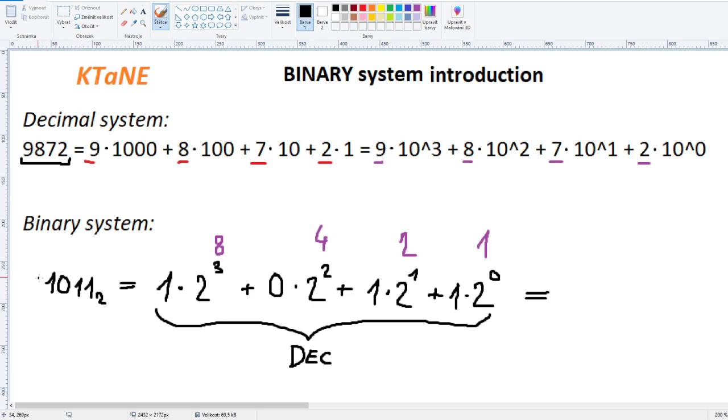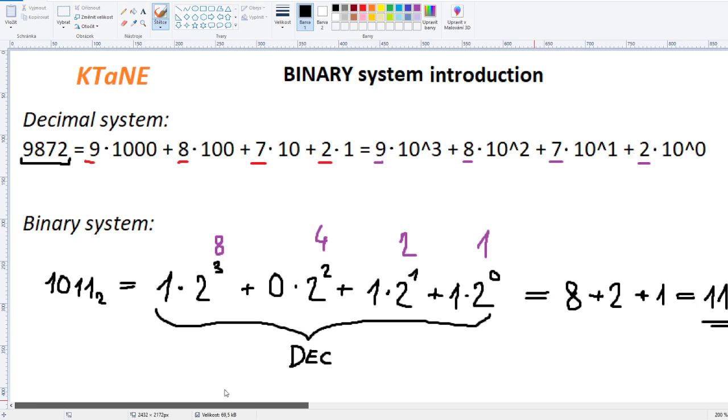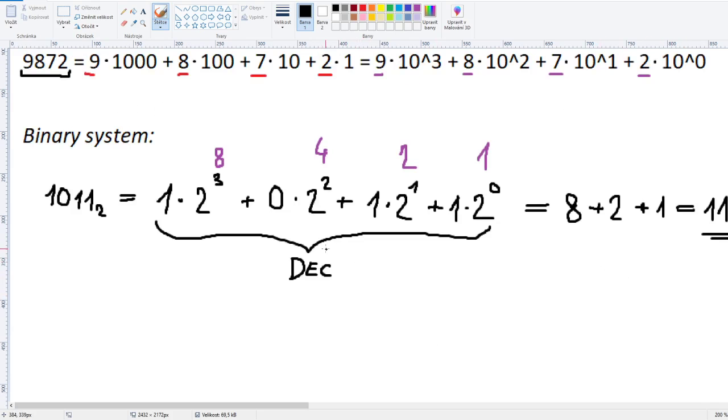So we have 8, 1 times 8 is 8, plus not 4, that is 0, so we ignore that. Then there's 2, so we add 2, and then we add 1, because the last power is 1. So we get 8 plus 2 plus 1, which is just 11 in decimal. So this number, 1011 in binary, means 11 in decimal. And that's how I do it. It's as simple as that.